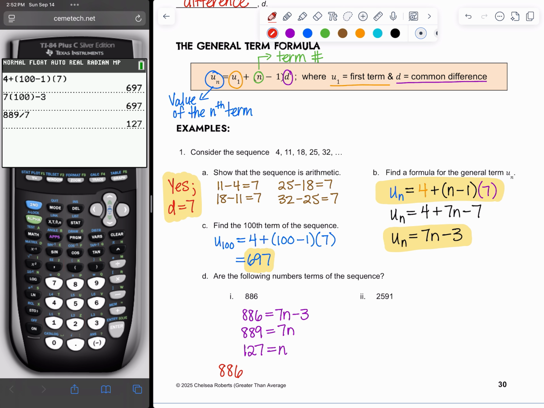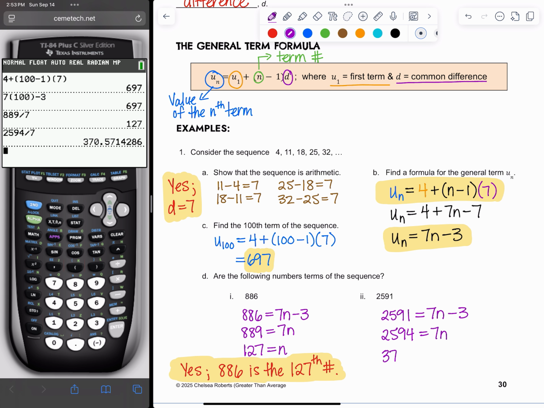And then we know it is going to be the 127th number. All right, so it is in that sequence. So the answer is yes. All right, so next we have 2591. So the value of my nth term is 2,591. That is going to be equal to 7n minus 3. So I'm going to add 3 to both sides, which is going to be 2594 equals 7n. And then I have to take 2594 and divide it by 7. And I end up getting 370.57. That is my value of n.